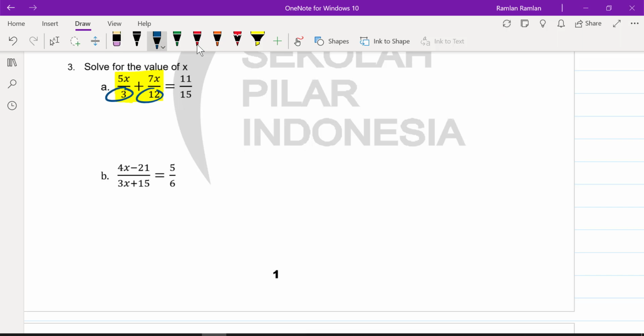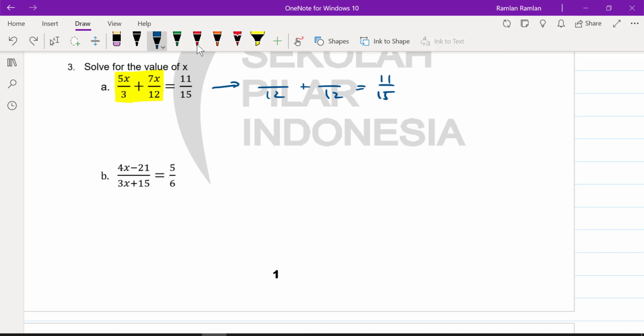Okay, now in here they do not have the same denominator. They are 3 and 12. So the first thing that we need to do is find the LCM of 3 and 12. The LCM, the least common multiple, and the answer is 12, right? Because 12 is divisible by 3 and 12 is also divisible by 12. Okay, and then let's change this into an equivalent fraction in which the denominator is equal to 12. So I'm gonna write it down, and that'll be over 12, and then plus over 12, equals to 11 over 15. I'm not going to change this one, just leave it like that. My focus is over here first.